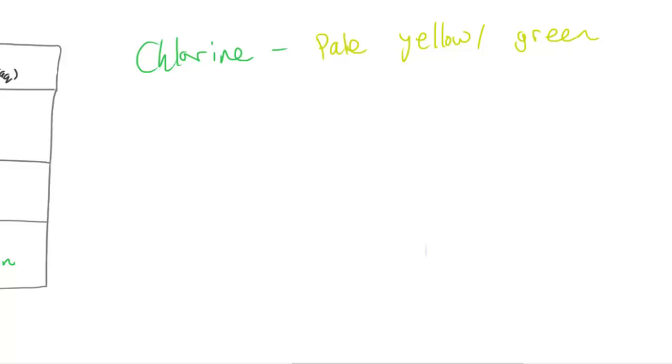So first of all, chlorine in the organic solvent is going to be a pale yellowish greenish color. So pale yellow green. Bromine is going to be sort of its typical color when it's in the solution. It's going to be an orangey reddish sort of color. So it's going to be orange red.